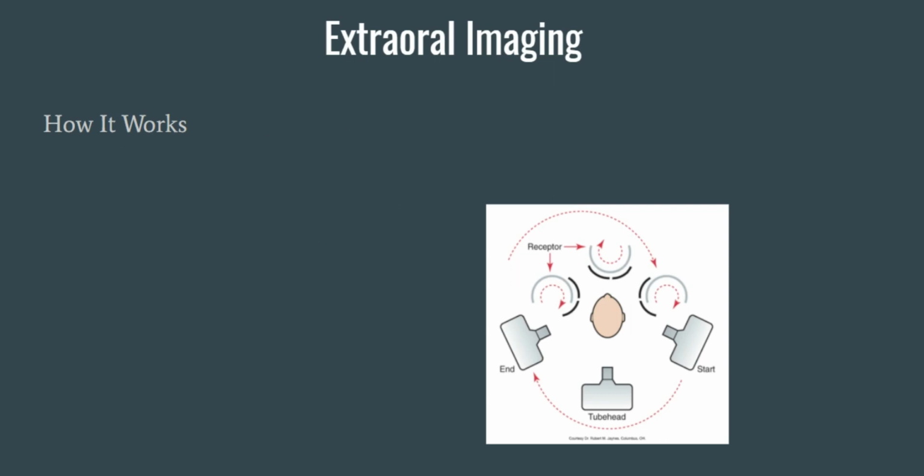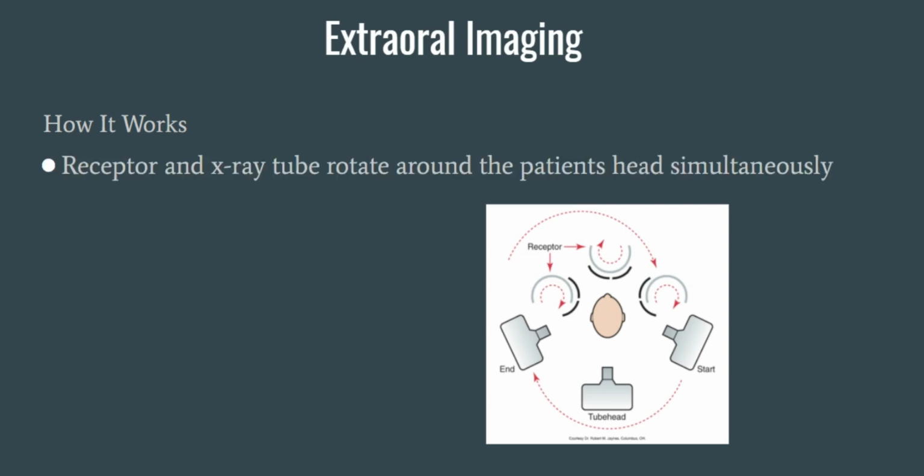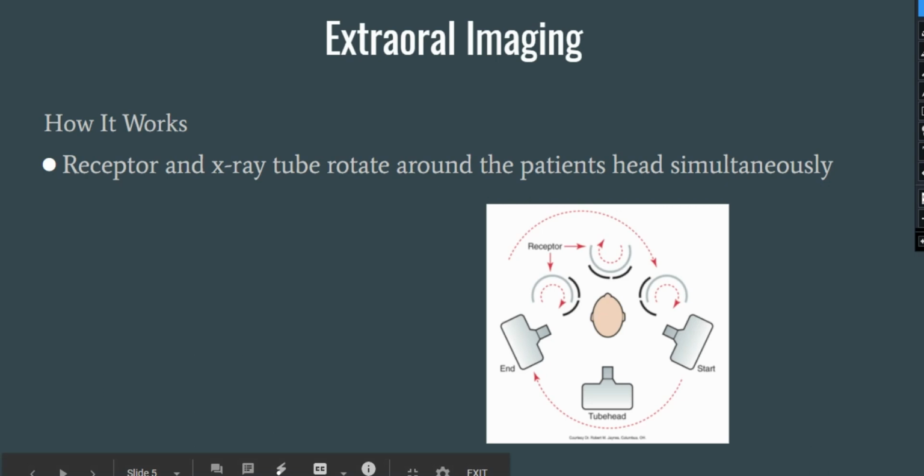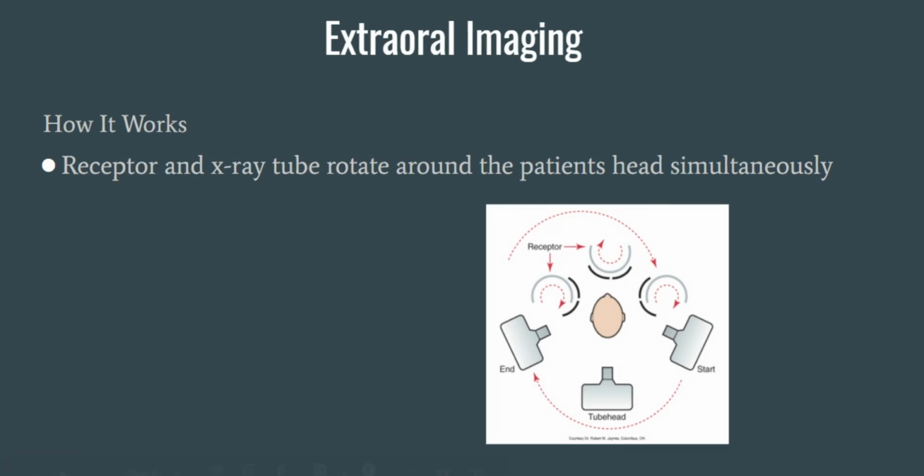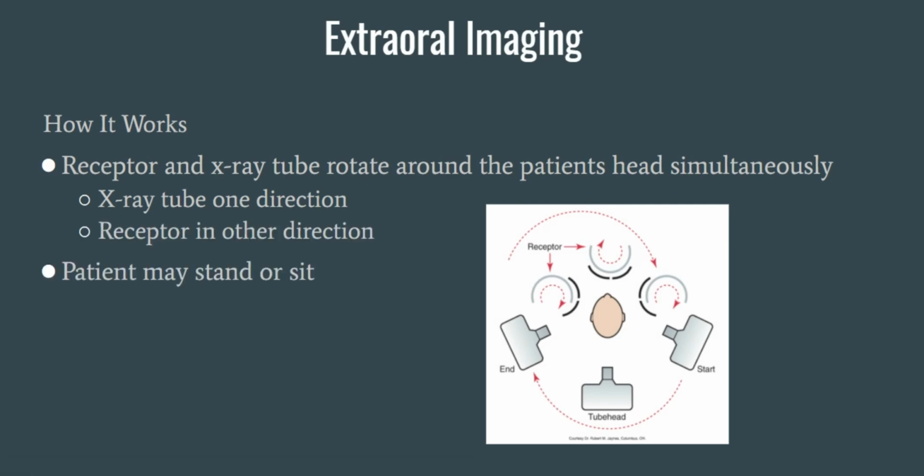So how does a panoramic work? There is a receptor and the X-ray tube, and they rotate around the patient's head simultaneously. So you can see here in the picture, here's our patient, and it is saying here is our receptor, so it is rotating around the head. The tube head goes around the head as well. So one is rotating around this side while the other is rotating around the opposite side. So the X-ray tube goes one direction, the receptor in the other direction. The patient may sit or stand while this is occurring, but it does depend on what type of machine.